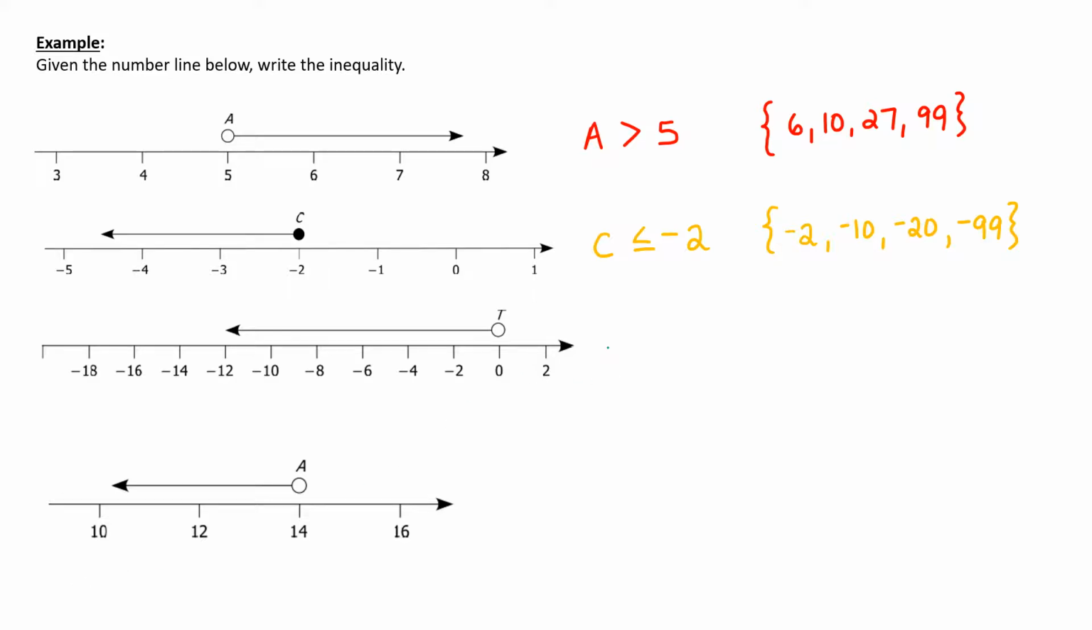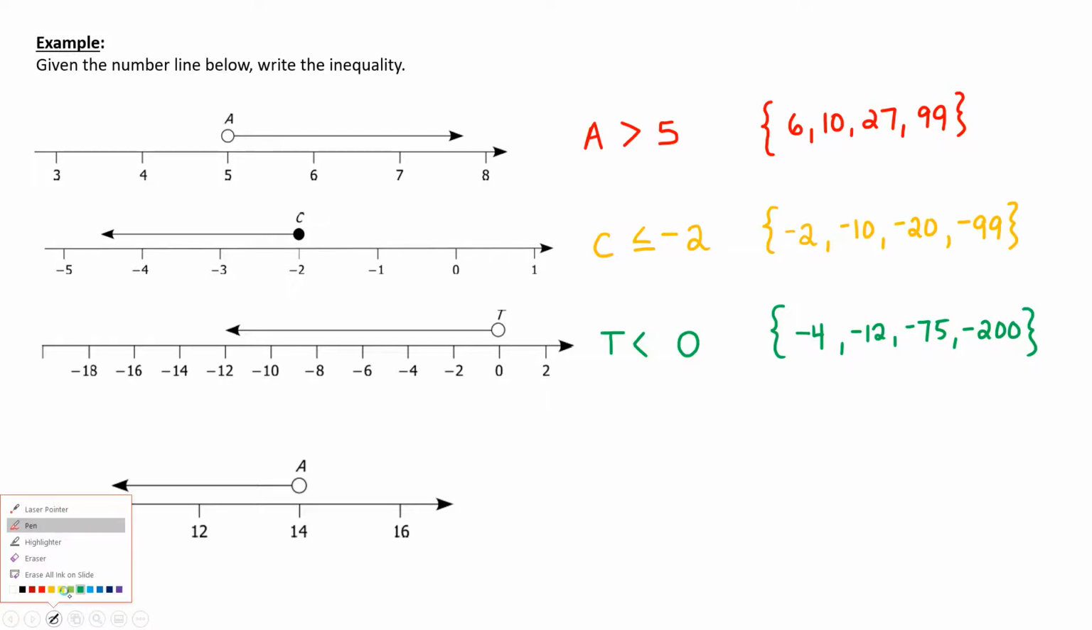Next up, T. T has an open circle, so that will be starting at 0. And we're going less than, so T has to be less than 0. Possible numbers that meet this would be minus 4, minus 12, minus 75, minus 200. Those all work for that inequality.